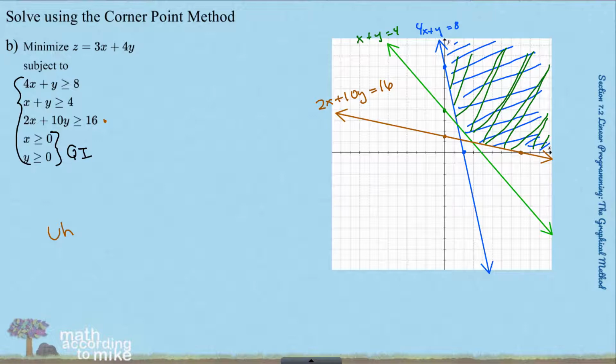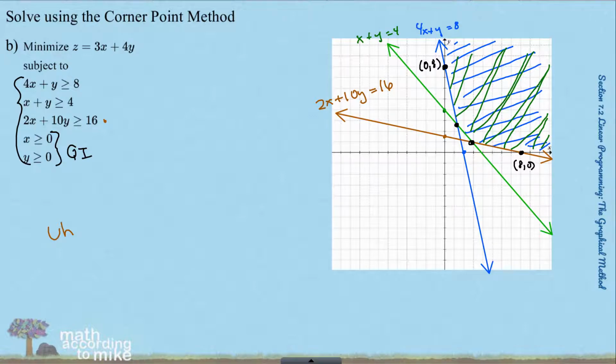We have a bunch of corner points. In fact, we have 4 of them. 2 of them are nice. This point here was the y-intercept of the blue line, 0, 8. This point here is the x-intercept of the caramel line, 8, 0. And then we have where blue and green intersect, and we have where caramel and green intersect.